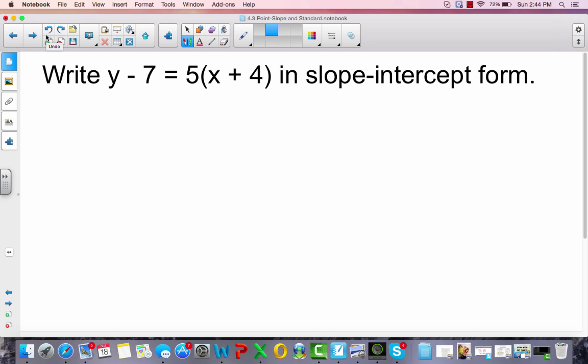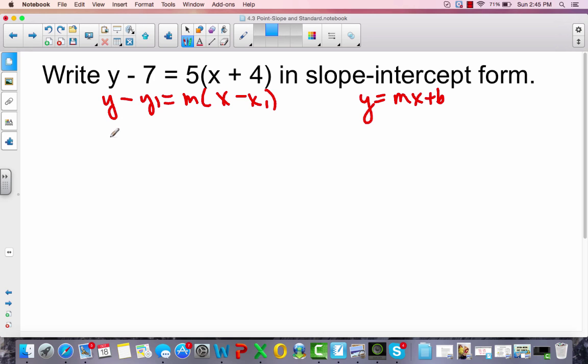All right, your turn. Remember, your slope-intercept form is y equals mx plus b. And point-slope form is y minus y1 equals m slope times x minus x1. All right, so remember to start out by distributing the multiplication first and then simplify the problem into the slope-intercept form. Pause the video and then get back with me.